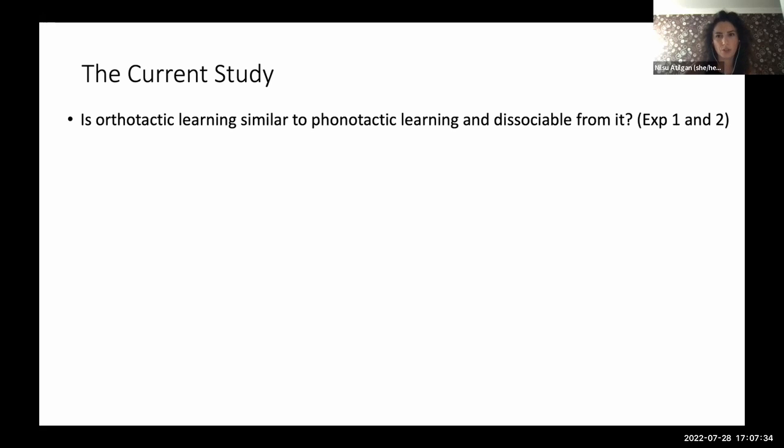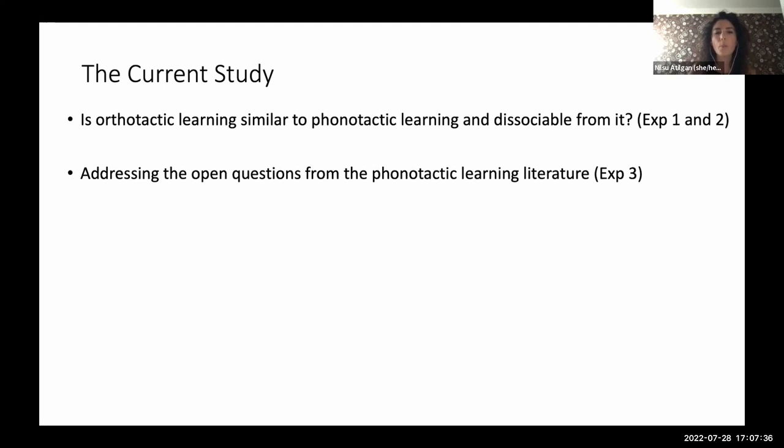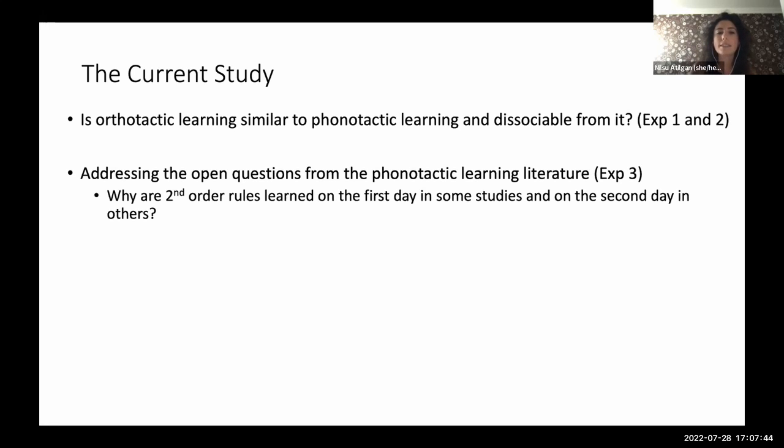And the second motivation of the study is addressing the open questions from phonotactic learning literature, which I will try to answer with experiment 3. What are these open questions? The first question is, why are the second order rules learned on the first day in some studies and on the second day in others?